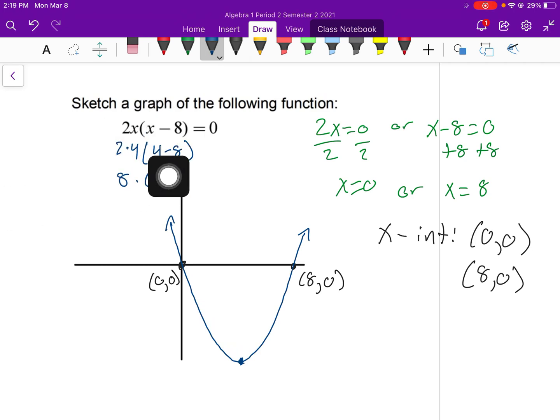All right. I don't actually care what that number is. I'm just picking a random spot between 0 and 8. I just need to know if it's positive or negative. If it's negative, it's down here. If it's positive, you'd put it up here and it would curve like that.